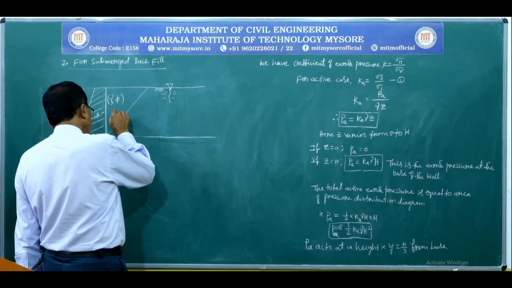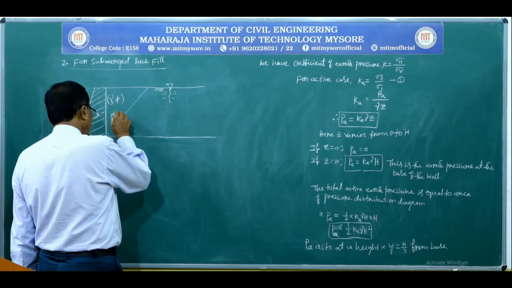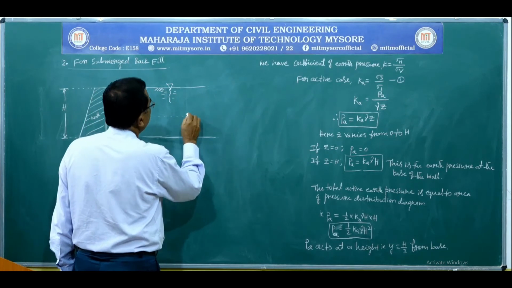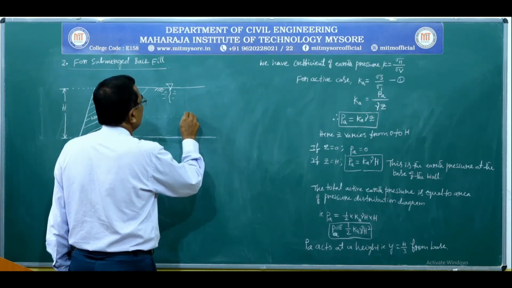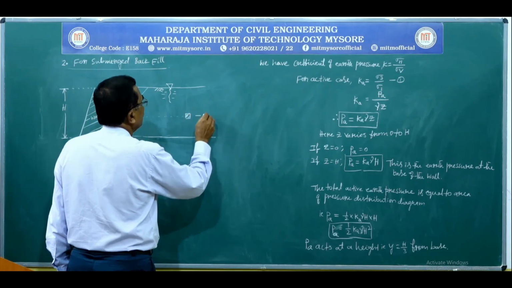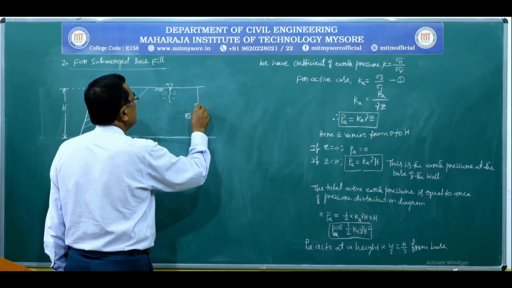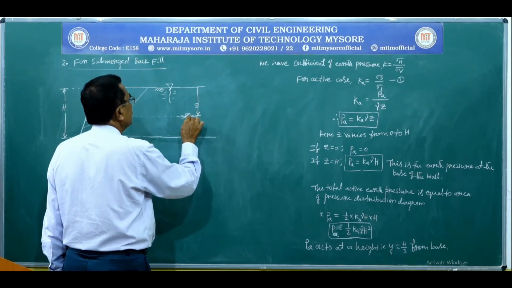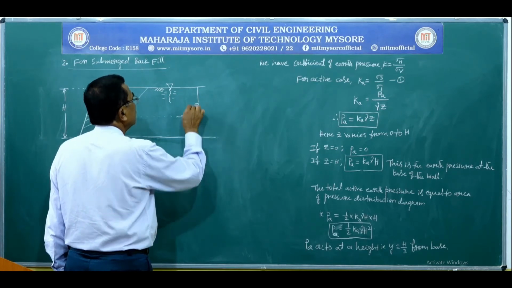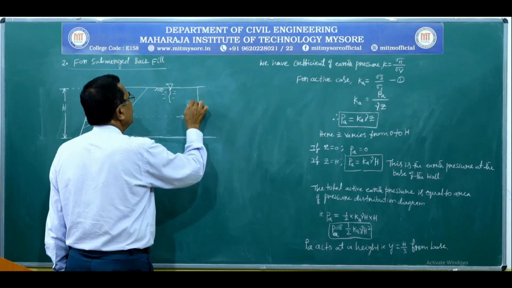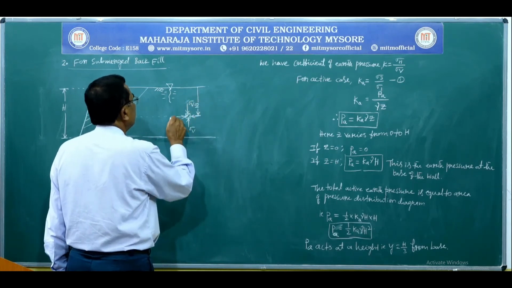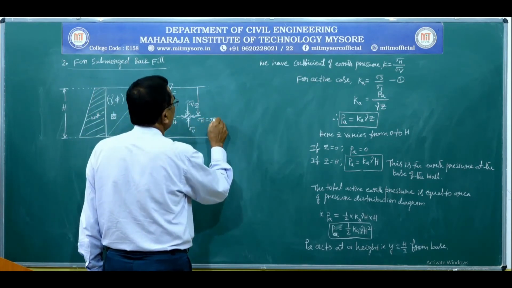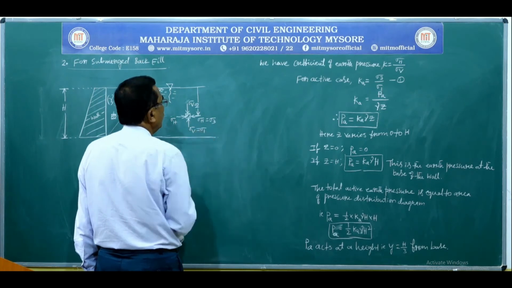If you consider an elemental section of the backfill at a depth z, stress components act as usual. This is sigma h, and this is sigma v. So sigma h becomes sigma 3, and sigma v becomes sigma 1.